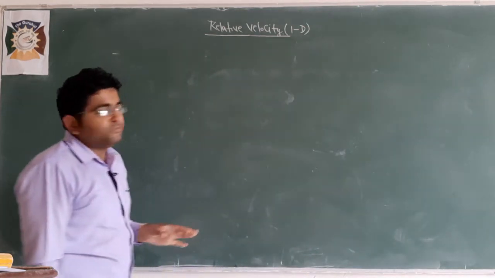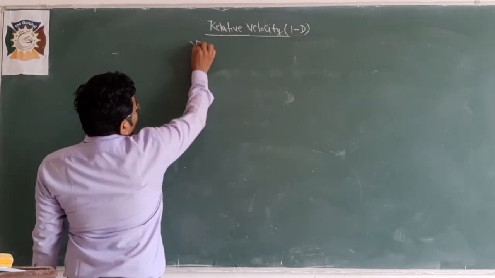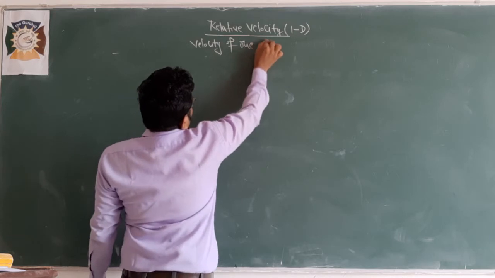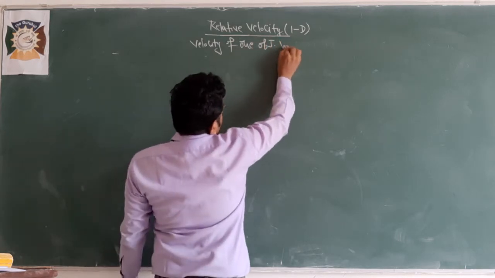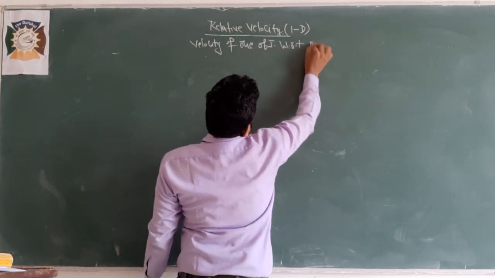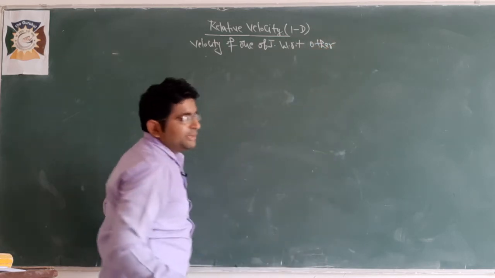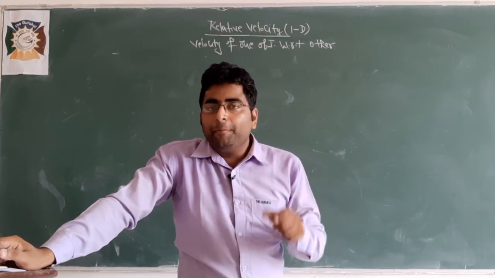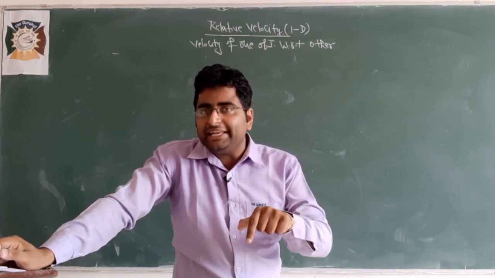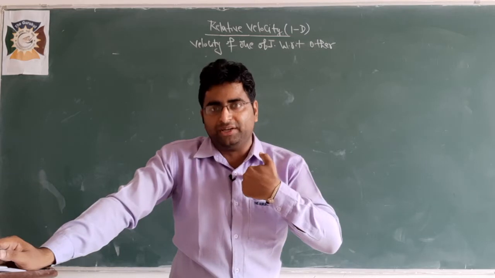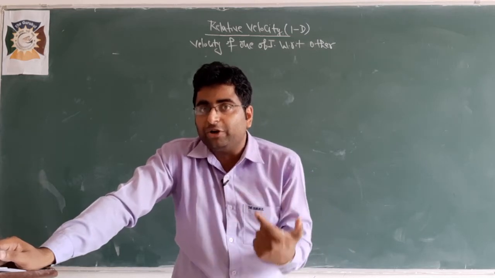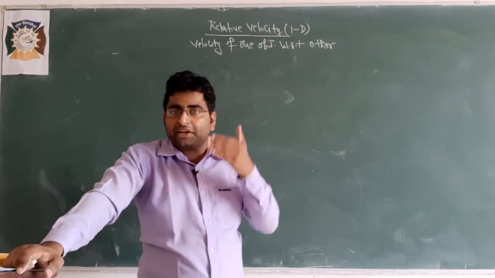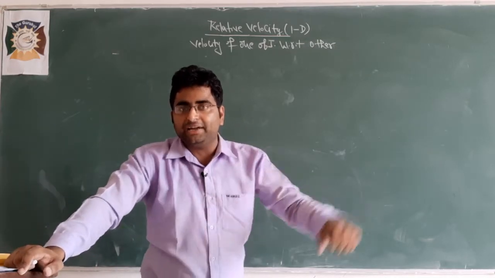So beta, what is the meaning of relative velocity? Velocity of one object with respect to other. How beta? Suppose I am saying that velocity of a car is 60 km per hour. But in this example, I am telling the velocity of that car with respect to me. So it is a case of relative velocity. तो relative velocity का meaning क्या होता है कि एक object के respect में दूसरे की speed क्या है.